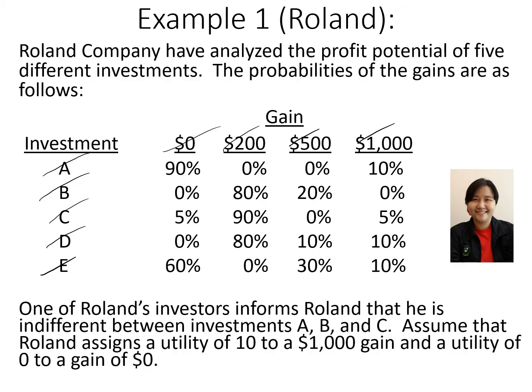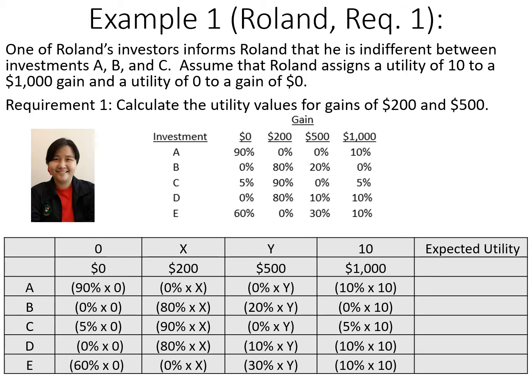One of Rowland's investors informs Rowland that he is indifferent between investments A, B, and C, and that Rowland assigns a utility of 10 to a $1,000 gain and a utility of 0 to a gain of 0. We are going to answer 3 requirements for this problem. The first requirement is to calculate the utility values for gains of $200 and $500.